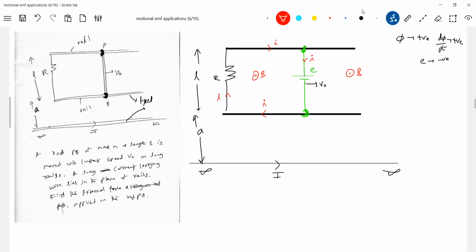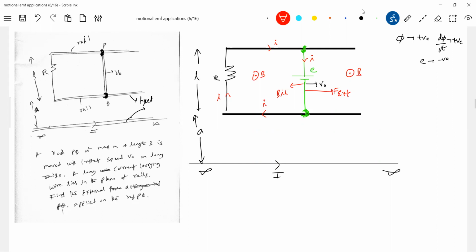Okay, then apply the B bar current. So in what direction will the BIL force act on this? It will be like this, but B is not constant. B is different at different points. Let's see later on. So therefore I must apply an external force in this direction.